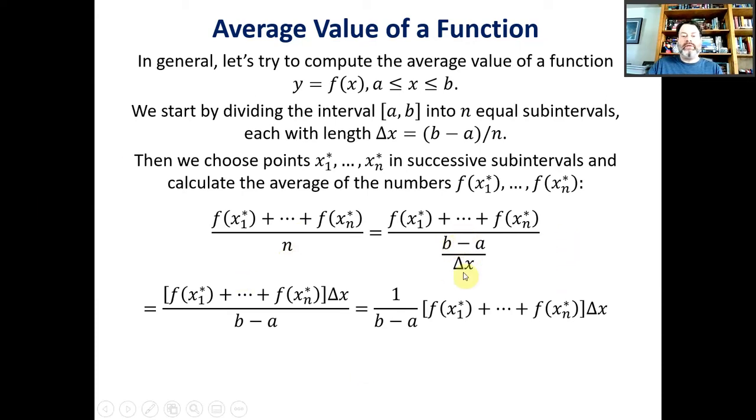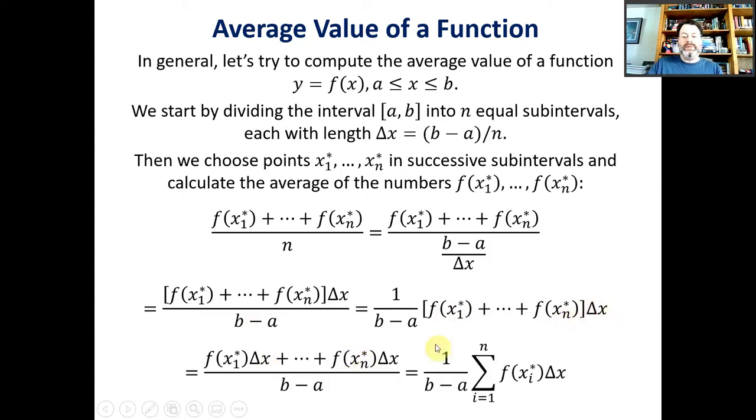Well, when you divide by a fraction, you flip and multiply. So the delta x goes in the numerator, and the b minus a goes in the denominator. So I can factor this out. So I have 1 over b minus a times the sum of the function values times delta x. Then I distribute the delta x.